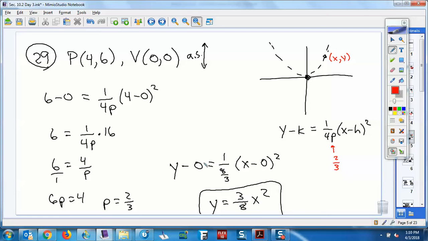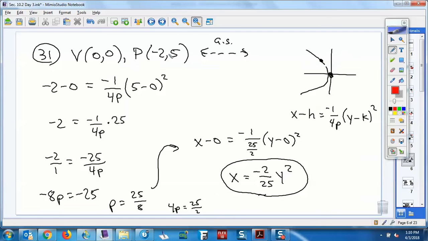The vertex goes back into there, just like you did up here. So vertex goes in for h and k, and then the x, y are back in the equation, and there's your answer. 31, again, they give you a point on the parabola. They tell you it's a vertical axis of symmetry, so you know it opens this way, so 0, 0, negative 2, 5, so it's got to go like that. So you put, again, 0, 0 in for h and k, you put 5 and negative 2 in for your x and y, because you know this is x minus h, you know this is the y minus k because it opens sideways.